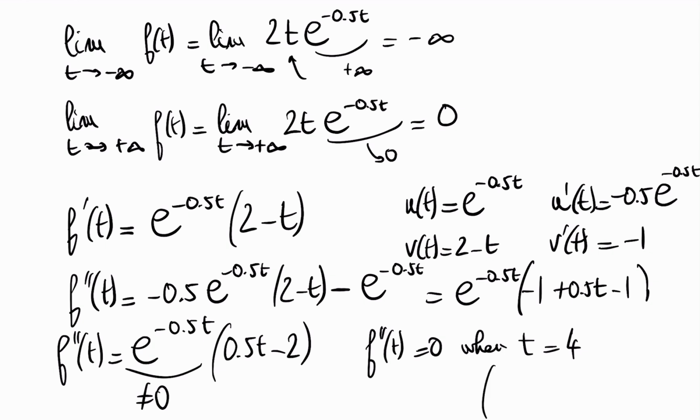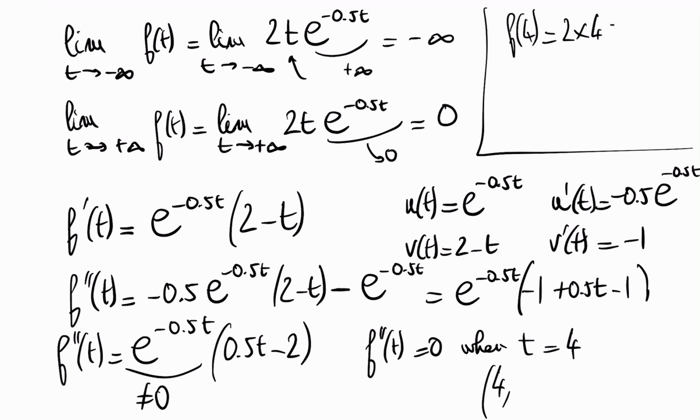So therefore we have an inflection point at t equals 4, and f of 4 is what? f of 4 is equal to 2 times 4 e to the minus 0.5 times 4, which is equal to 8 e to the minus 2, so therefore it's 8 over e squared. Okay, so what does it look like?